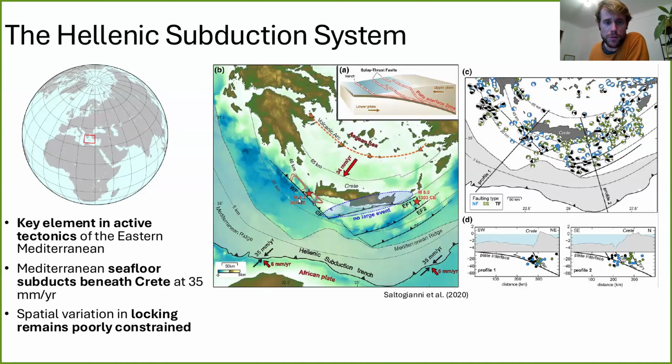So there is this magnitude 8.3 that occurred here in 365. And some 1,000 years later, there was another magnitude 8 event occurring somewhere here. This is all kind of west or south of Crete. And that obviously makes it of large interest to the European communities that live close to the Mediterranean coastlines, because especially this magnitude 8.3 earthquake produced a large tsunami that was felt all around the Eastern Mediterranean.